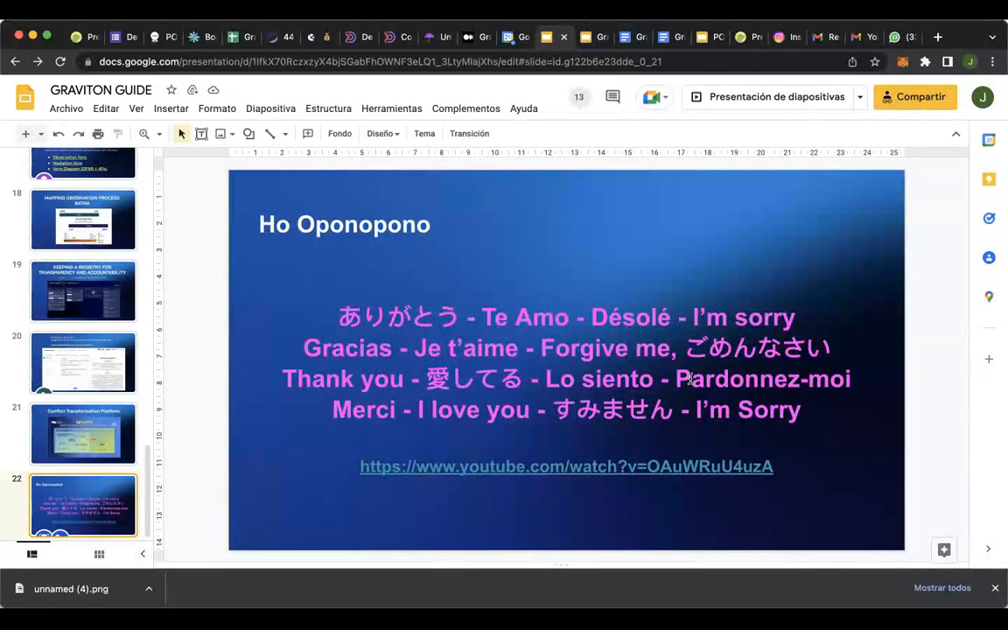And this is a reconciliation ritual that, when two parts that are conflicting say this to each other, helps to restore trust and restore the relationship. So it's like a reconciliation ritual that can be practiced within the mediations.